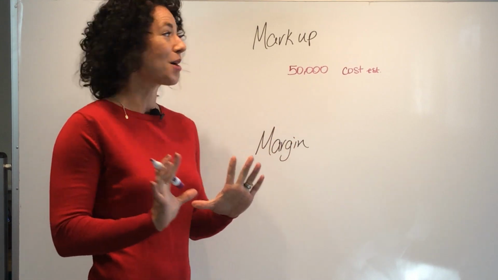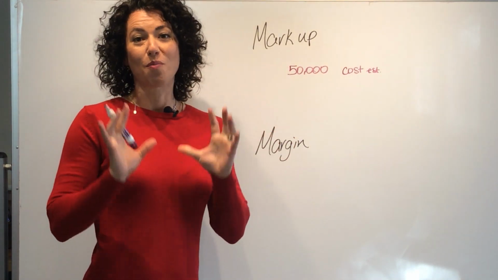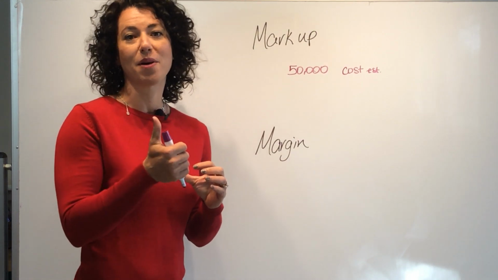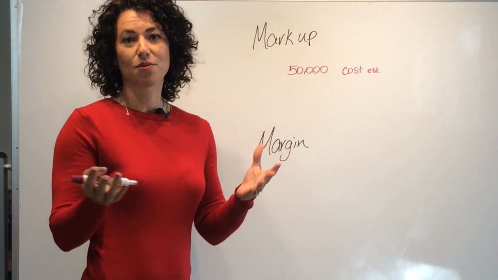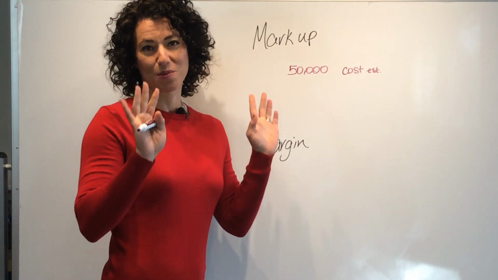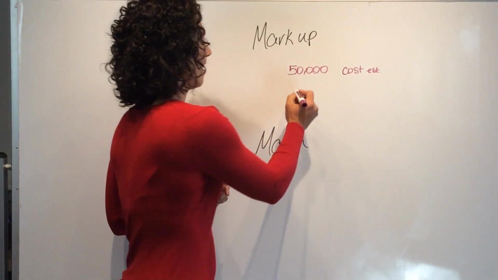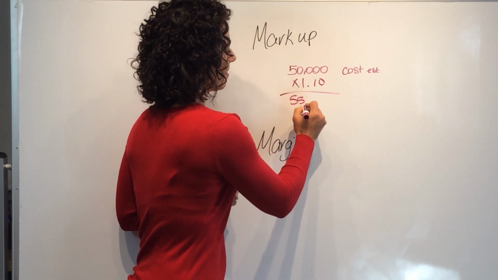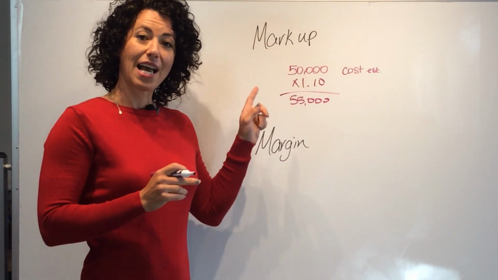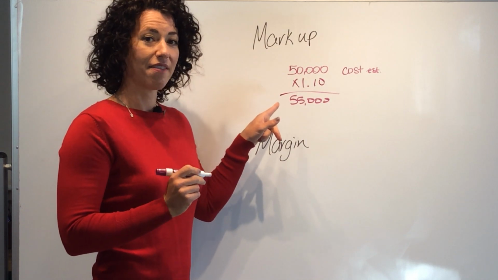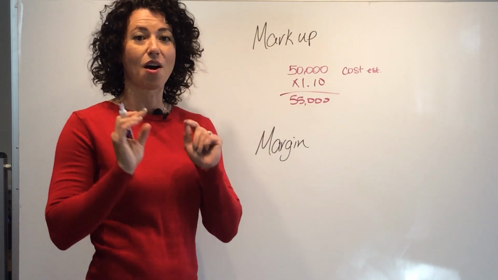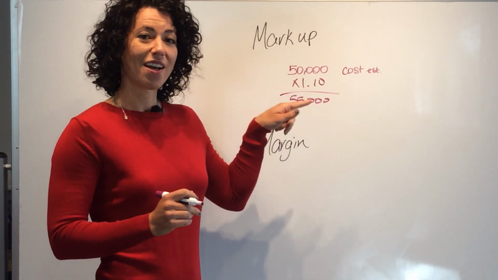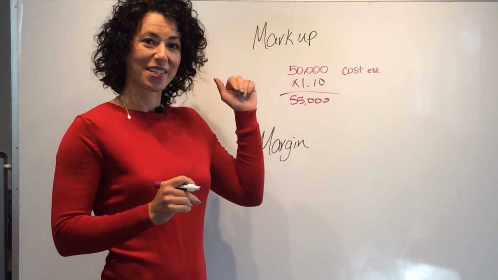So let's first talk about markup. Markup is when we take our estimated cost and we mark it up a percentage. So we're going to use a $50,000 job and we're going to mark it up 10%. That means that we would have revenue of 55 and cost of 50, and our markup is 10%. Our markup is 1.10. That's how you mark it up 10%.